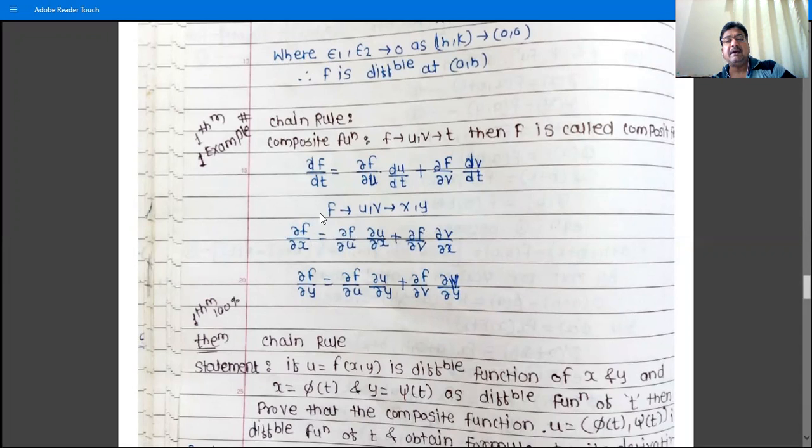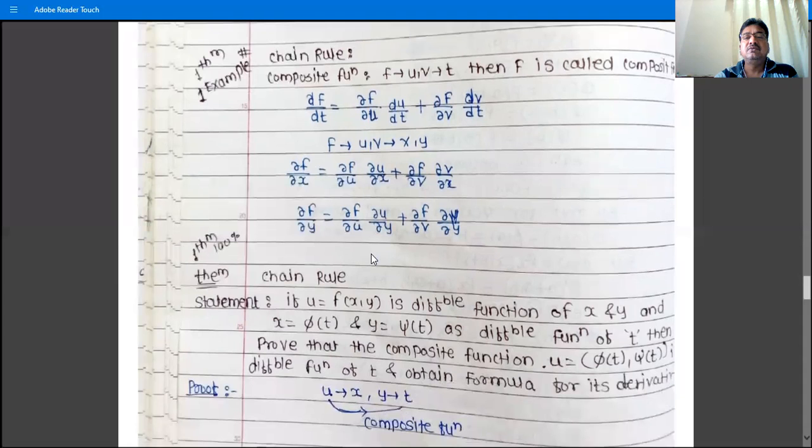Okay, so f is a function of u and v, and u and v are functions of x and y. Then this f is a composite function of x and y, and then ∂f by ∂x is what? ∂f by ∂u times ∂u by ∂x, plus ∂f by ∂v times ∂v by ∂x. This is the partial derivative with respect to x, and the partial derivative of f with respect to y is what? ∂f by ∂y is ∂f by ∂u times ∂u by ∂y, plus ∂f by ∂v times ∂v by ∂y. And this is our second theorem, second chain rule.